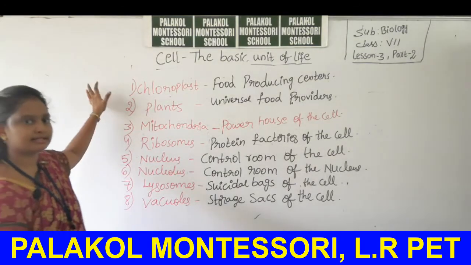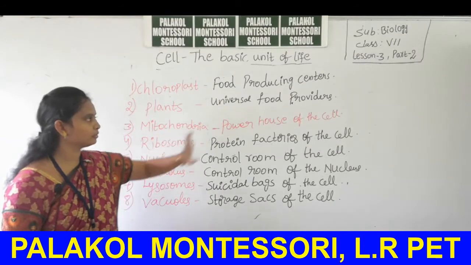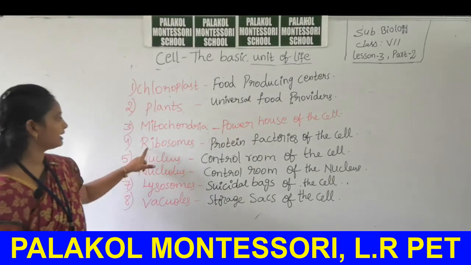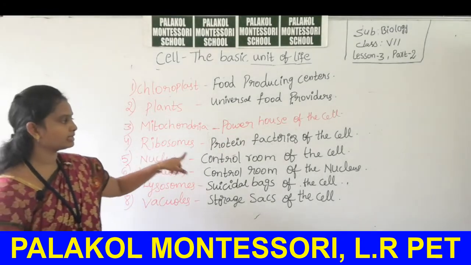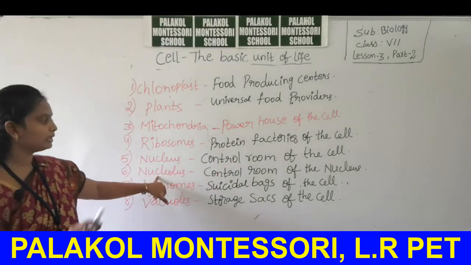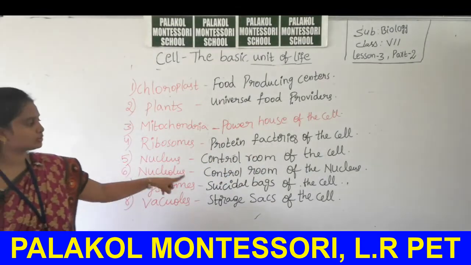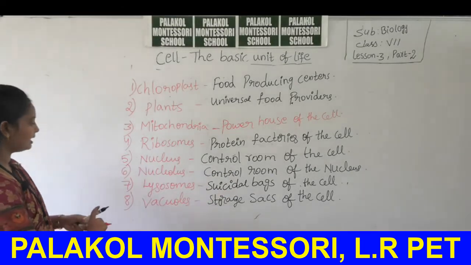Okay, chloroplast is the food producing center. Plants are called universal food providers. Mitochondria are called the powerhouse of the cell. Ribosomes are called protein factories of the cell. Nucleus is called the control room of the cell. Nucleolus is called the control room of the nucleus. Lysosomes are suicidal bags of the cell. Vacuoles are storage sacs of the cell.